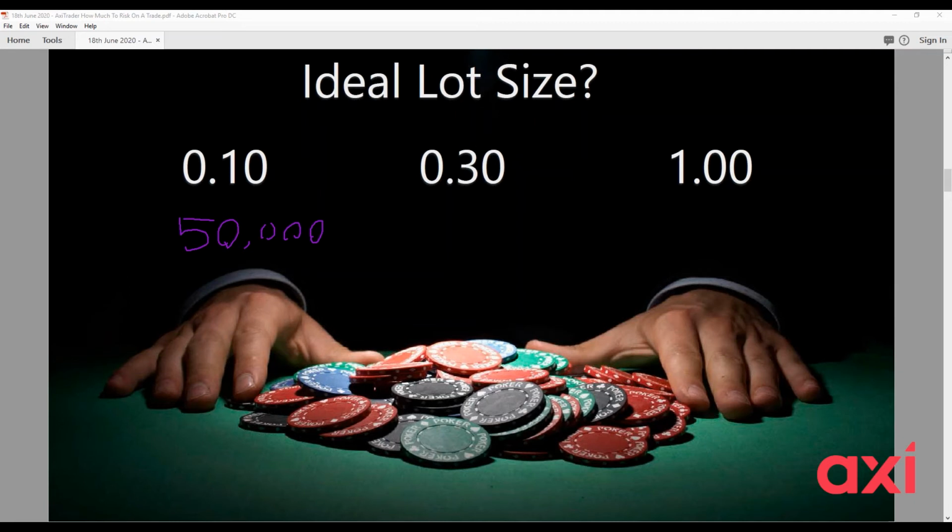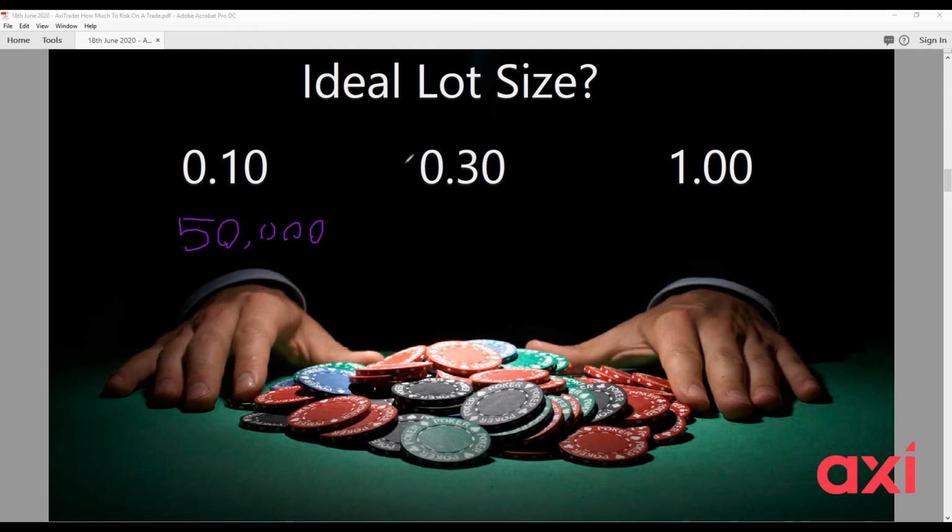A couple of you do realize that this is actually a trick question, right? It's a trick question because before you know what your ideal lot size is, you need to know how much you want to risk and where your stop loss distance is, right? For example, I'm just going to use a different color so it's easier for us to see.